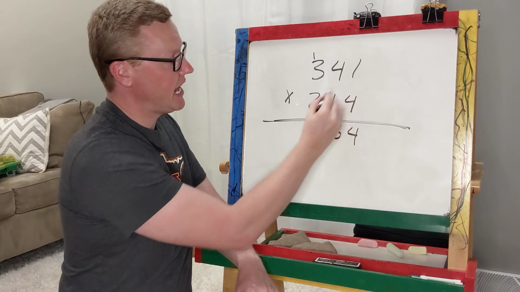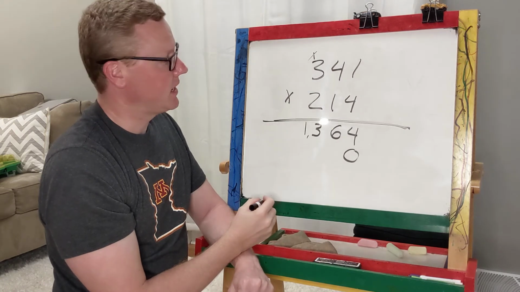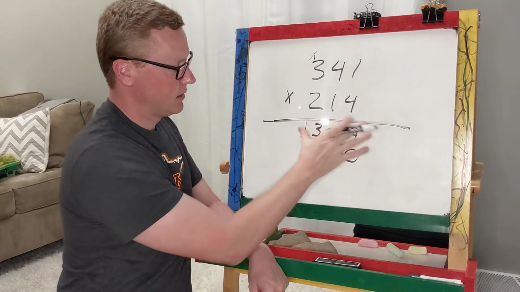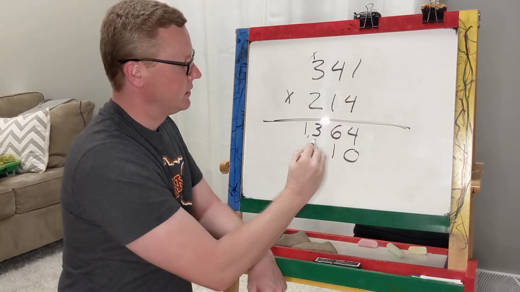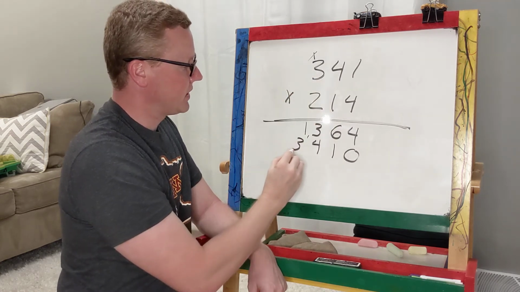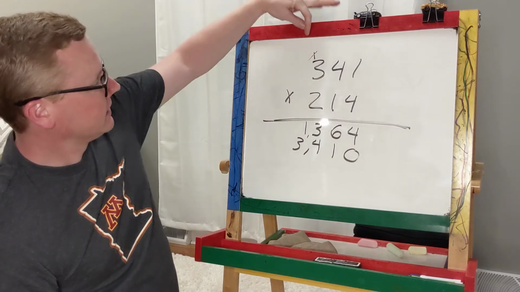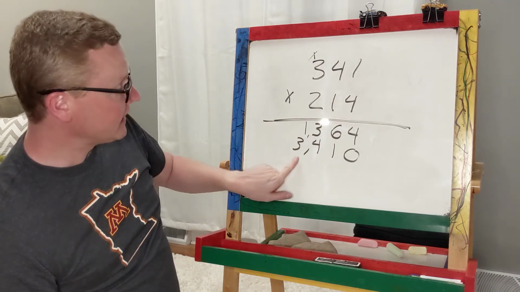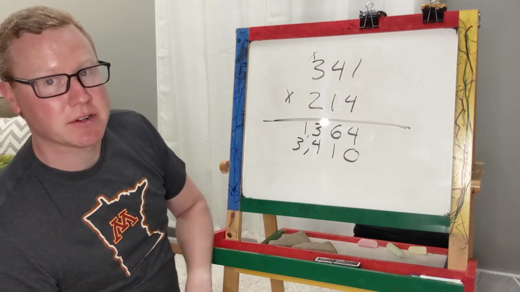Now I'm going to go to my 10 spot, so I need to make it look like it's a 10. Cross out the ones I used up top, and now I can start with my 10 spot. 1 times 1 is 1. Really important to be lining these up now. 1 times 4 is 4. And 1 times 3 is 3. If you notice, we got 3,410. And this is 341. If you were to multiply that by 10, you would get 3,410. And that's exactly what we did. We multiplied it by 10 by putting that 0 down here.